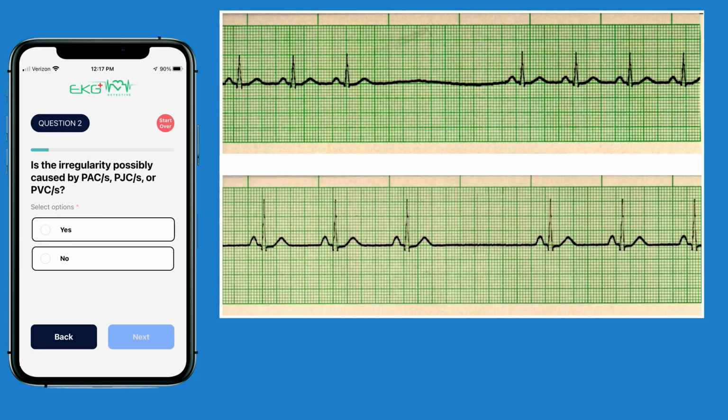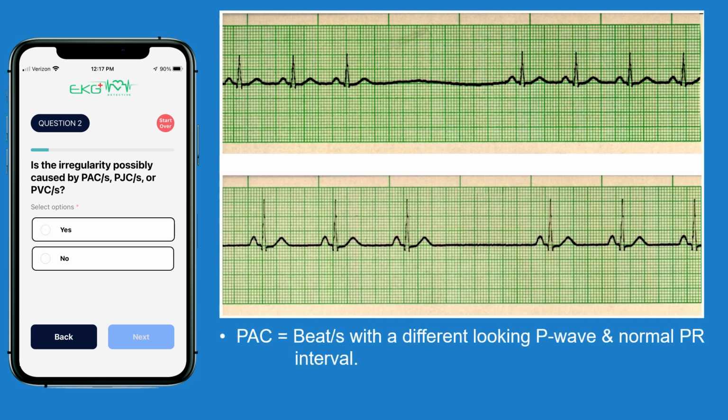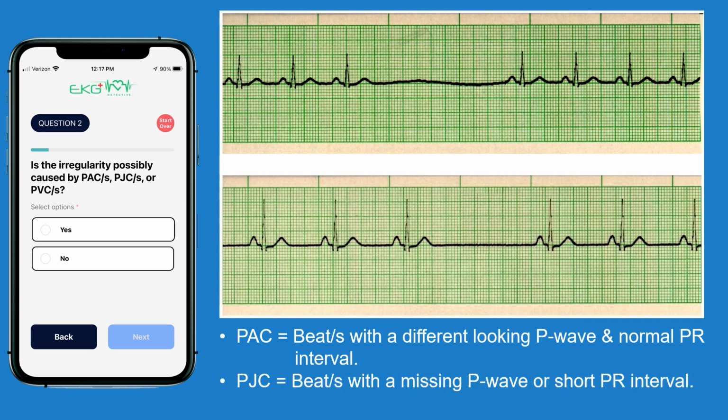Question 2 is going to ask us if the irregularity is possibly caused by PACs, PJCs, or PVCs. So let's go ahead and take a look again at the criteria for these fundamental ectopic beats. A PAC is going to be a beat that's going to have a different looking P wave from the underlying rhythm, but the PR interval is going to be normal between 0.12 to 0.20 seconds. A PJC is going to be a beat that is either missing P waves, or if there is a P wave in front of the QRS, it is generally going to be inverted in retrograde, and the PR interval is going to be short at less than 0.12 seconds.